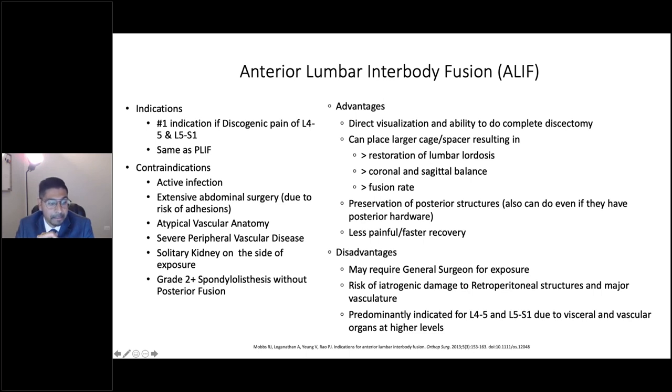Some of the disadvantages of this approach are the fact that you are approaching from the abdomen. Most neurosurgeons and orthopedic spine surgeons are not accustomed to operating in the abdomen, and as such, a general surgeon is typically required for exposure. Furthermore, there's higher risk of damaging retroperitoneal structures and vascular structures via this approach compared to the posterior approaches.